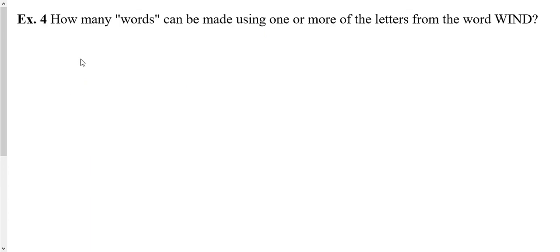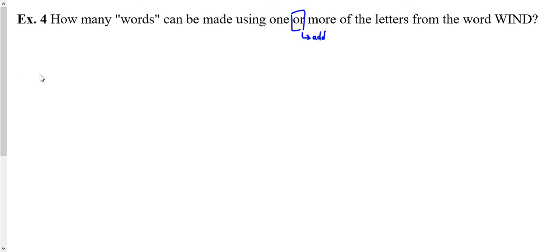In example 4 here, we have how many words can be made using one or more of the letters from the word wind. Well, first off, how many letters do we have here? We have 4 letters in the word wind, and we also have the keyword in our equation here. The keyword is the word or. And if you can't remember what or means, it means to add. So you're adding up a few options: 1 letter or 2 letters or 3 letters or all 4 letters. So we're going to add on a few options.